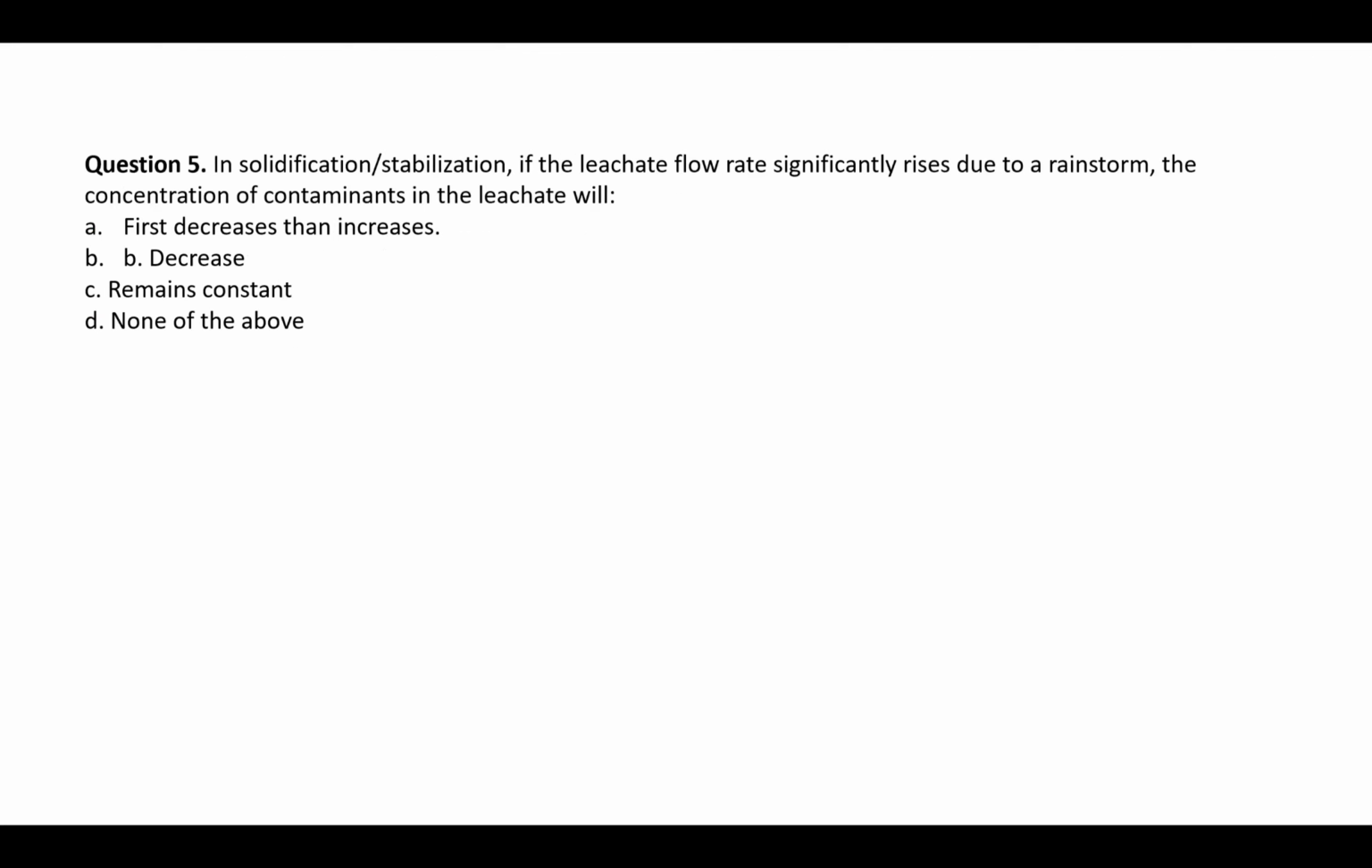Now let's move to the next question. In solidification and stabilization, if the leachate flow rate significantly rises due to a rainstorm, the concentration of contaminants in the leachate will A, first decrease then increase, B, decrease, C, remain constant, or D, none of the above. Again, I will give you 4 minutes. Just take your time and write the option you think is correct in the chat box, and then we will discuss.